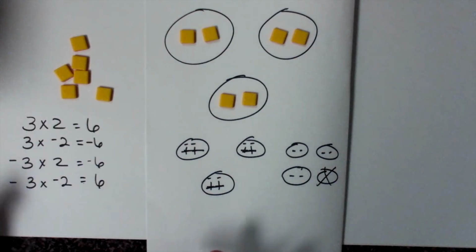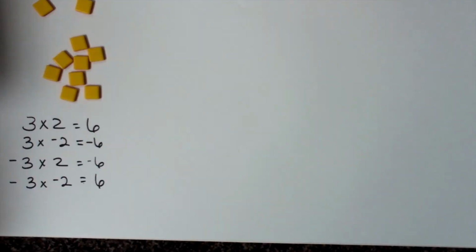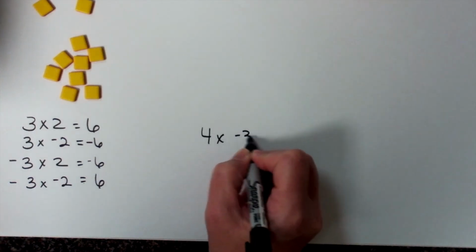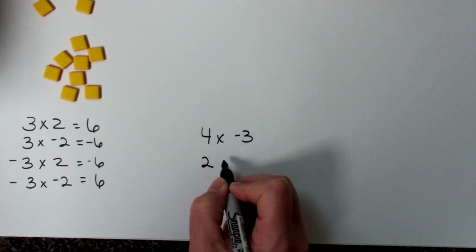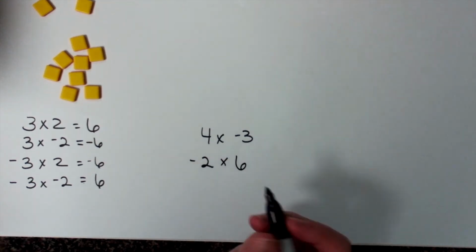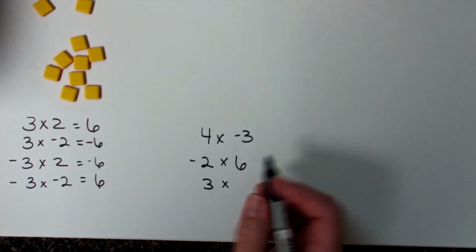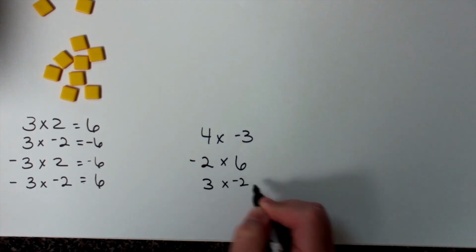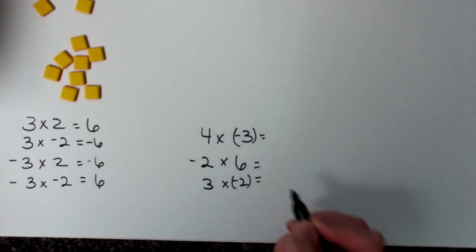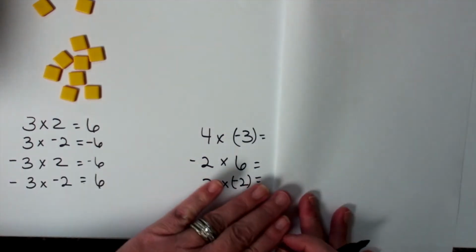So do this several times this way. Let's just work a couple more out and look at those. So let's work 4 times -3, -2 times 6, and 3 times -2. Okay, so let's just work these out. And what does that say? I'll turn my paper over here so we can see it.